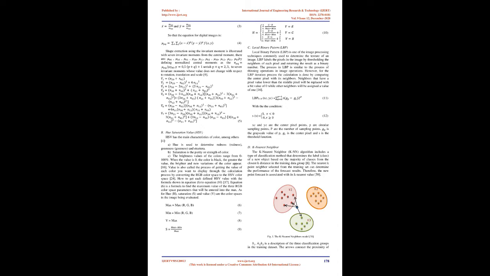etc. b. Saturation is the purity or strength of color. c. The brightness values of the colors range from 0 to 100%. When the value is 0, the color is black. The greater the value, the brighter and new variations of the color appear.